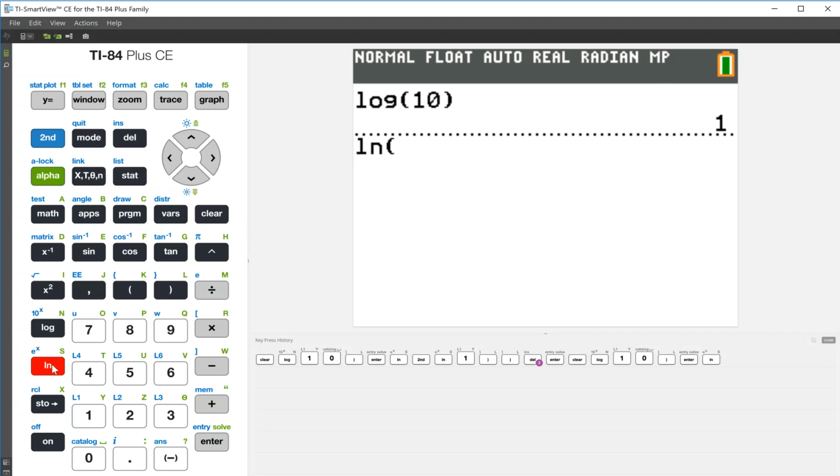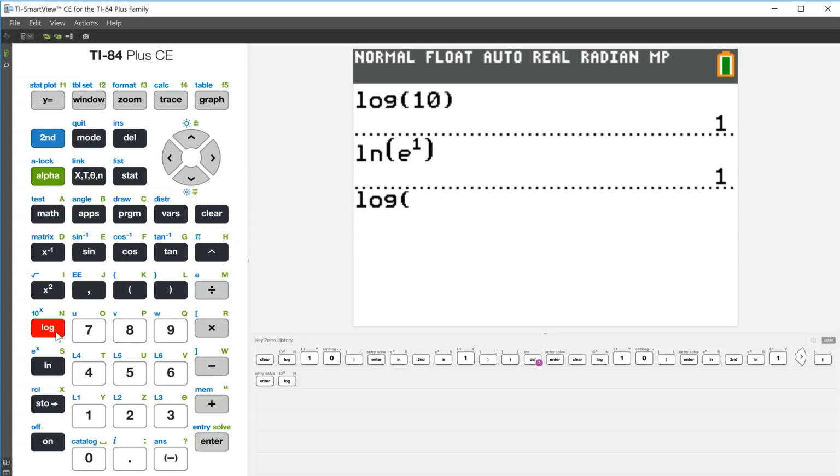We said the natural log of e, let's do e to the 1. What did we say that was? We said it was 1, and there we see it's 1. So the two buttons we use frequently are the log button and the natural log button.